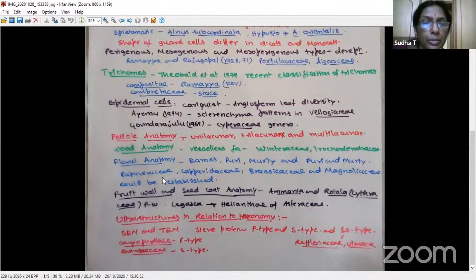They established some, based on the floral anatomy, they could establish the position of these families. That's one of the references we can make.